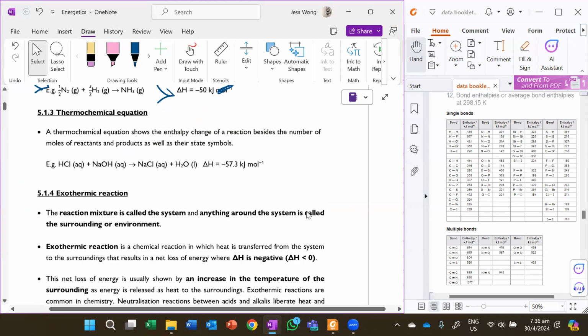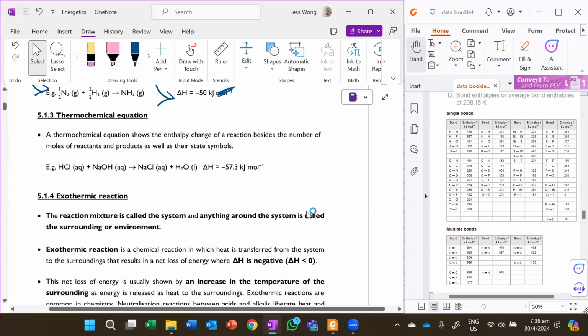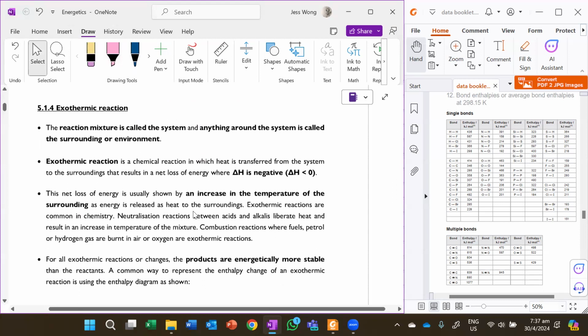All these equations that we are going to go through are thermochemical equations, and by default, a thermochemical equation will show the reactants involved, the products involved, as well as the state symbols. It is mandatory for you to include the state symbols of the reactants and products if it is a thermochemical equation. So I think we will skip this exo-endothermic reaction.